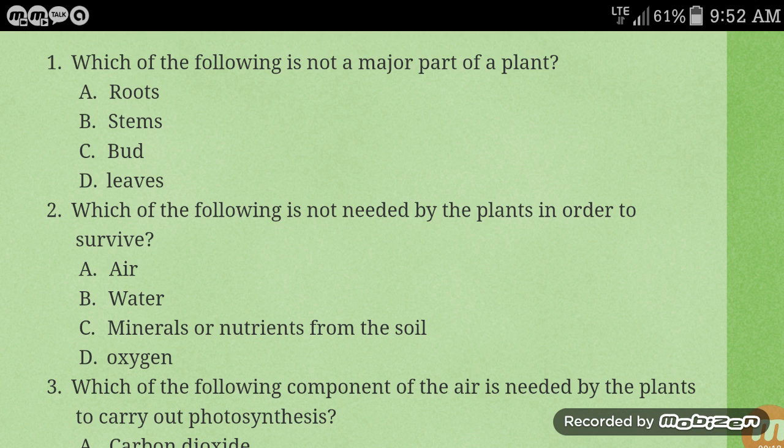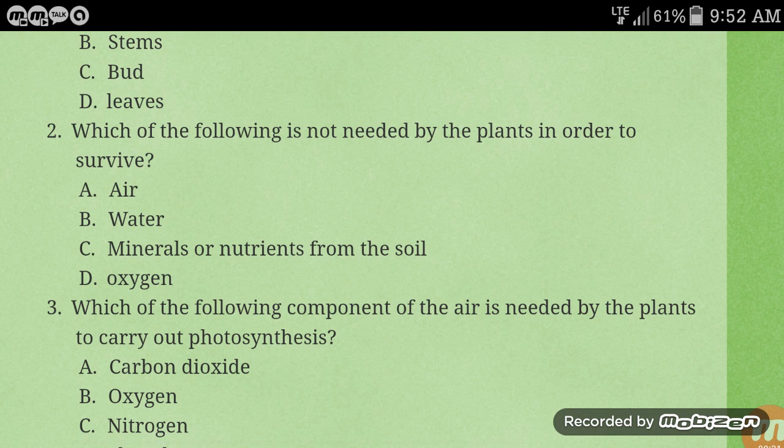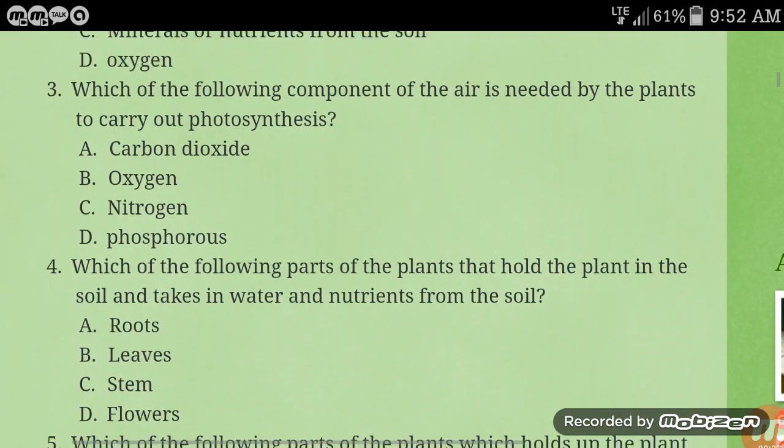Next one, which of the following is not needed by the plants in order to survive? Air, water, minerals or nutrients from the soil, and oxygen. So actually it's oxygen, because this is the thing that plants release during photosynthesis, so they don't need that one anyway.